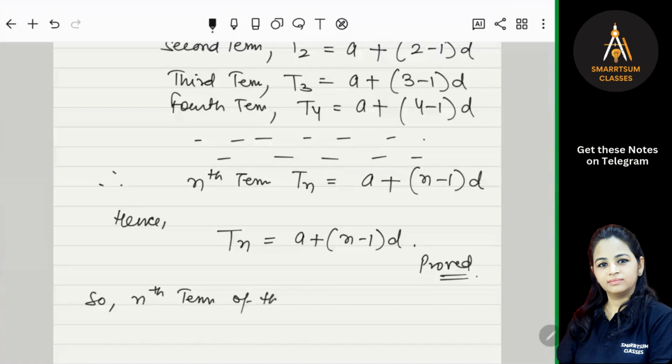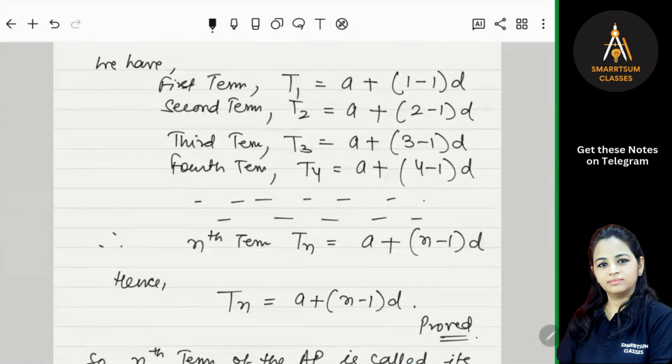The nth term of the AP is called its general term. Okay, general term of AP. So please note down.